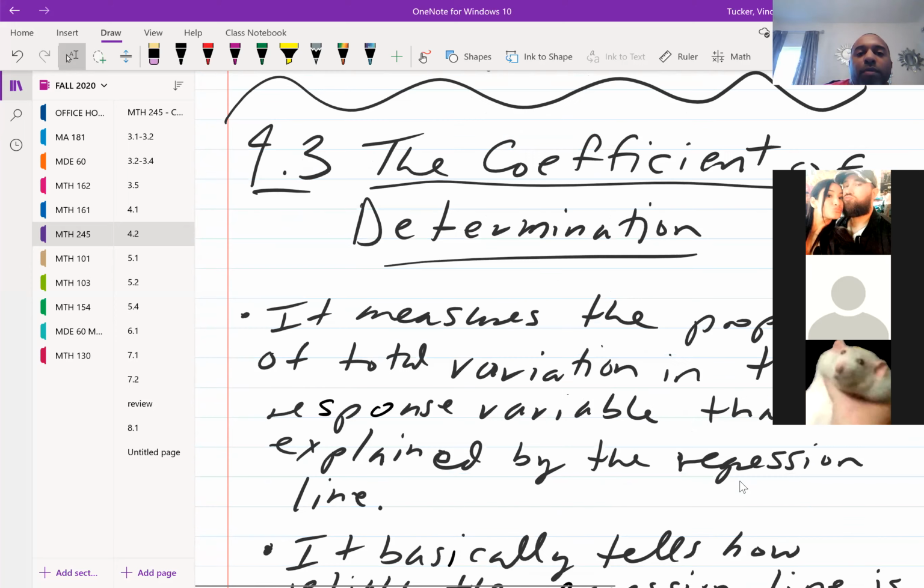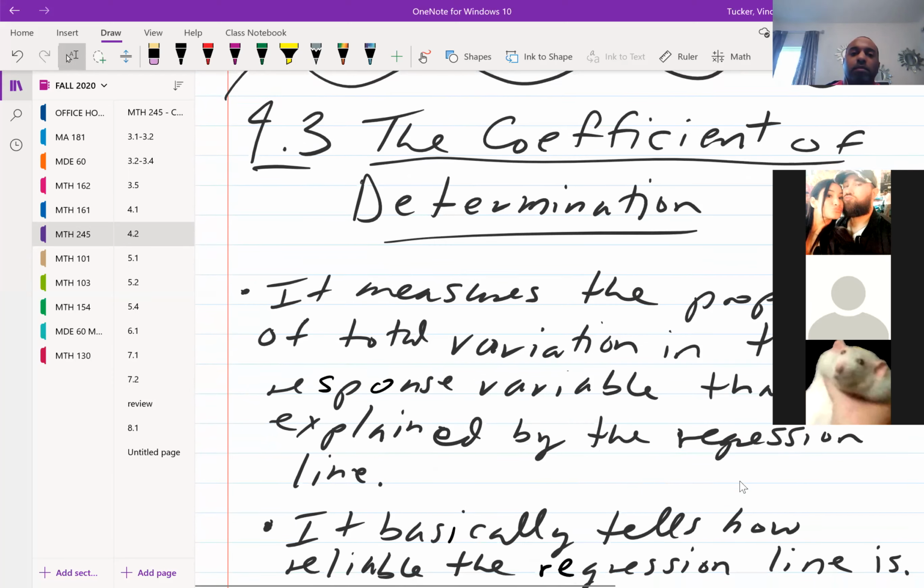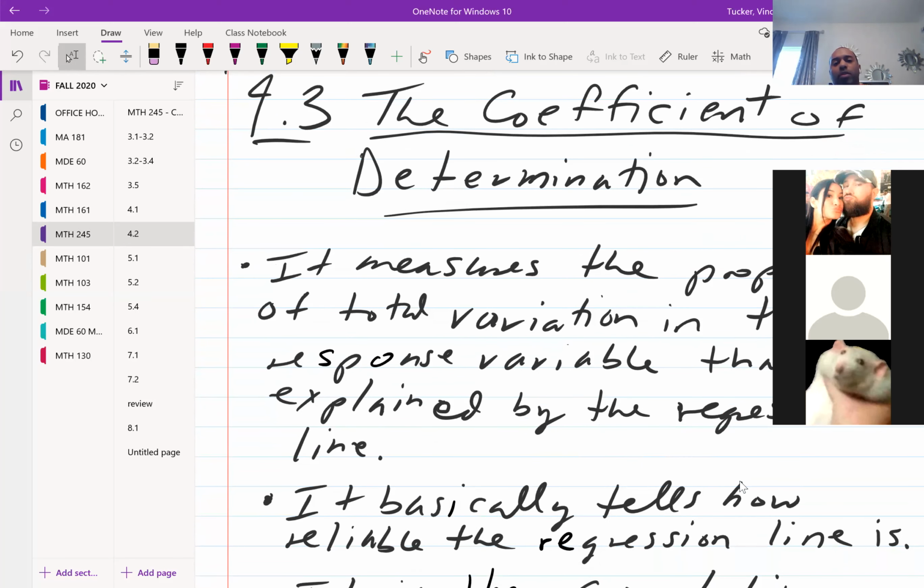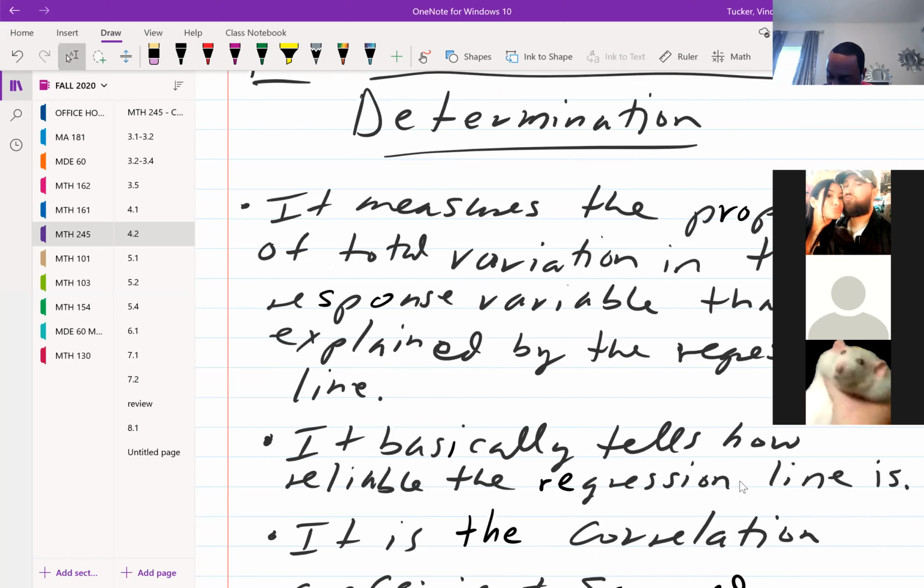All right, 4.3, coefficient of determination. Coefficient of determination measures the proportion of total variation in the response variable that is explained by the regression line. So it basically tells us how reliable the regression line is.